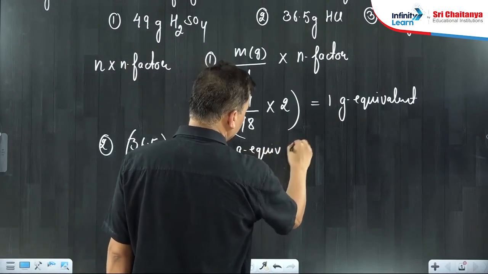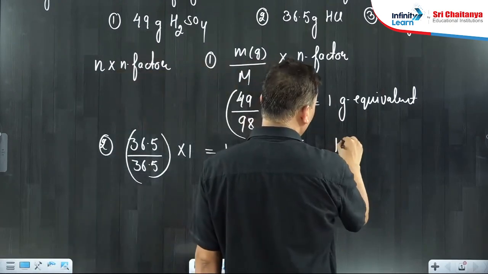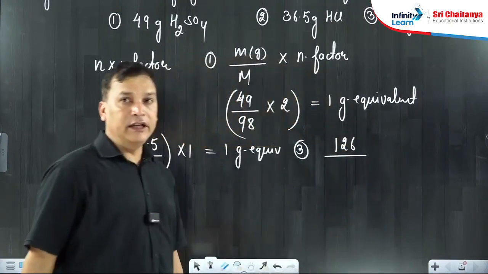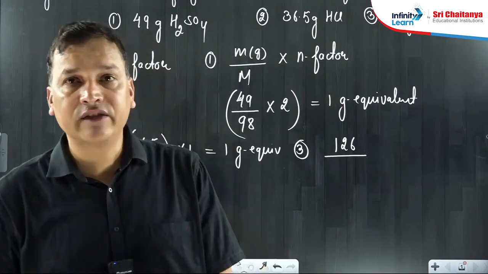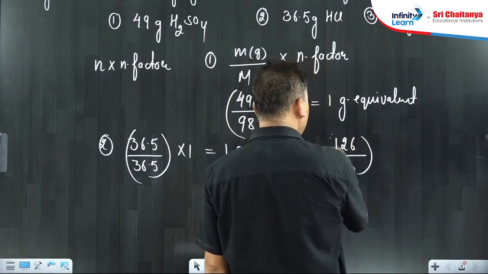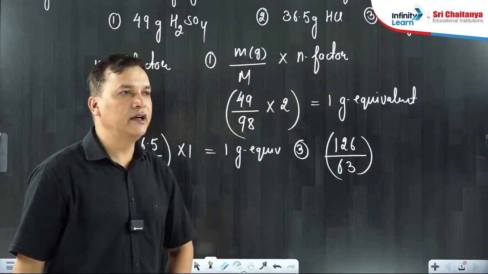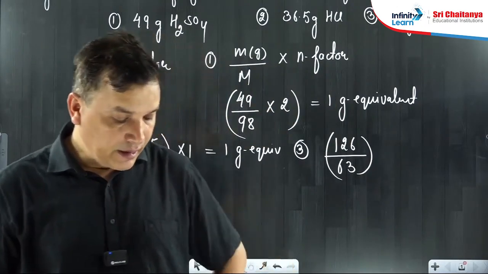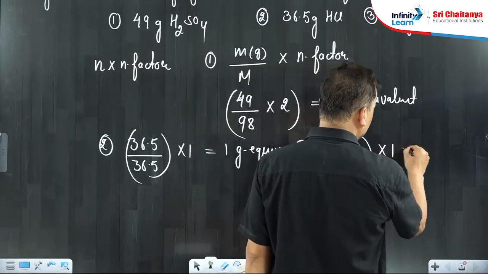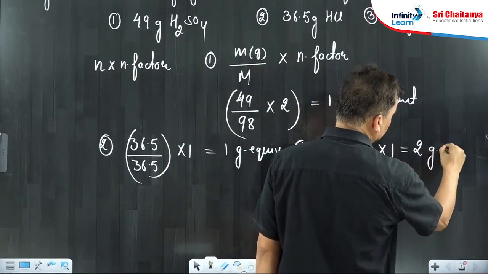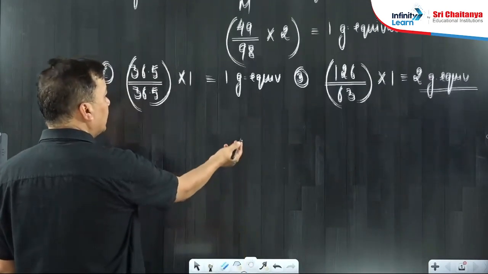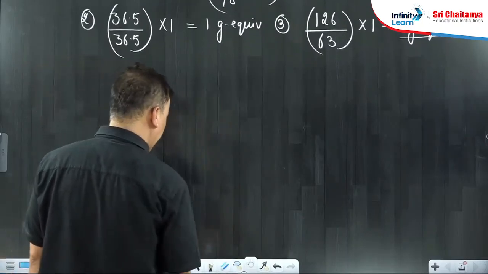Then question number 3. In question number 3, we have 126 divided by 63, the molecular mass of nitric acid. So these are the number of moles. But dear friends, ultimately we have to find out the number of equivalents, so the number of moles into its N factor. So how many gram equivalents are there? There are 2 gram equivalents. So we calculated the number of gram equivalents.